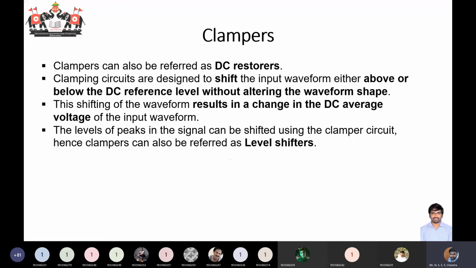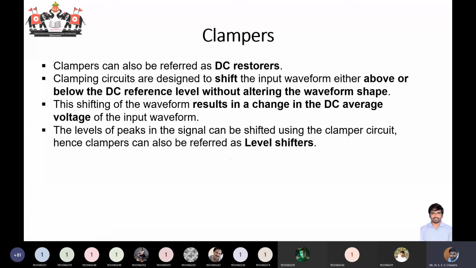The only thing you will observe is that the average value will either be increased to some clamped value, or it will be decreased. There will not be any change of waveform. You will initially take a reference DC level, and to that extent your voltage will be either increasing or decreasing. Because you are adding some DC value, your average value will also change.